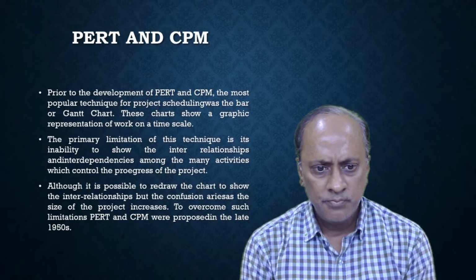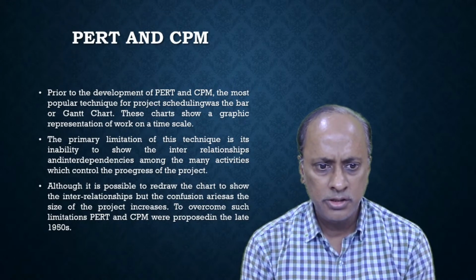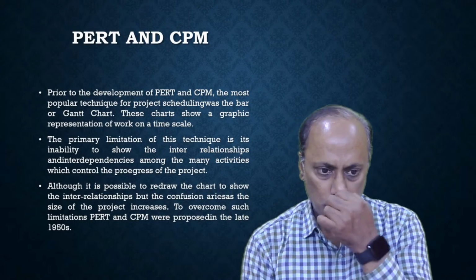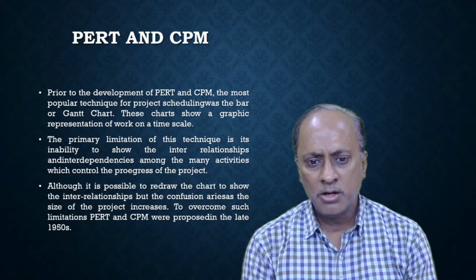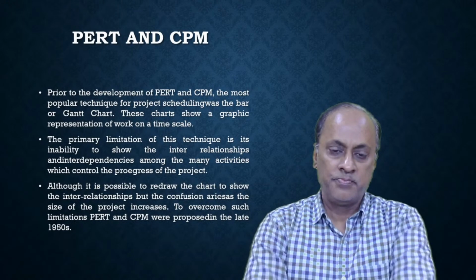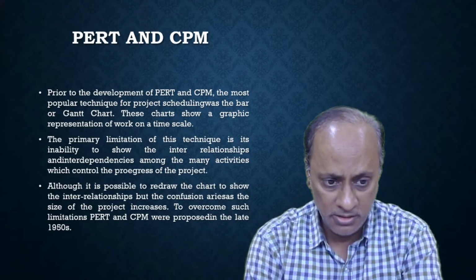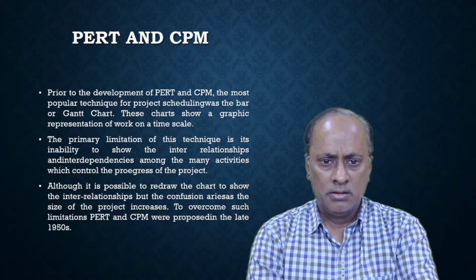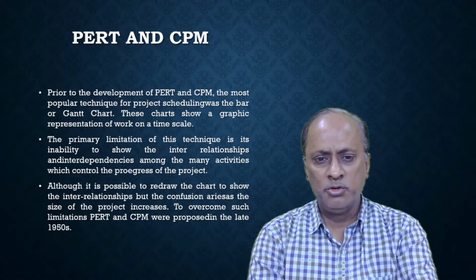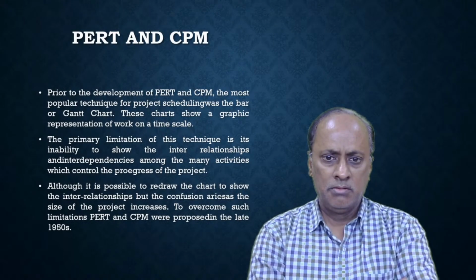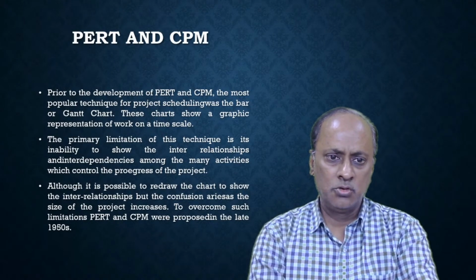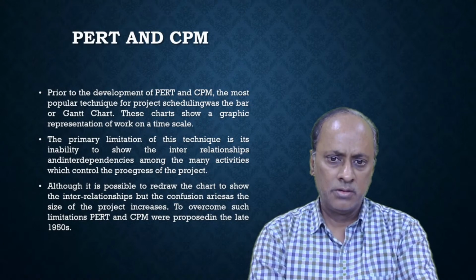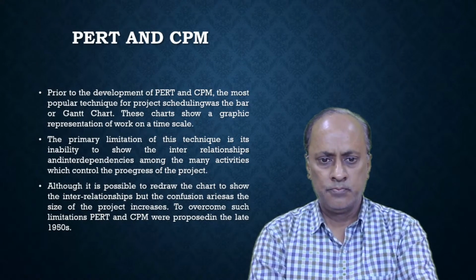Also, although it is possible to redraw the chart to show the interrelationship, confusion arises as the size of the project increases. To overcome such limitations, PERT and CPM were proposed in the late 1950s. So prior to the 1950s, when PERT and CPM were not used, the project manager took the help of the Gantt chart for project planning and control.